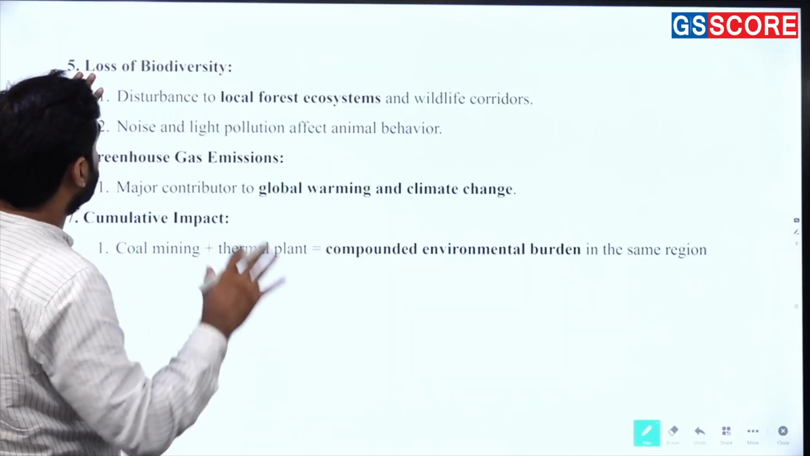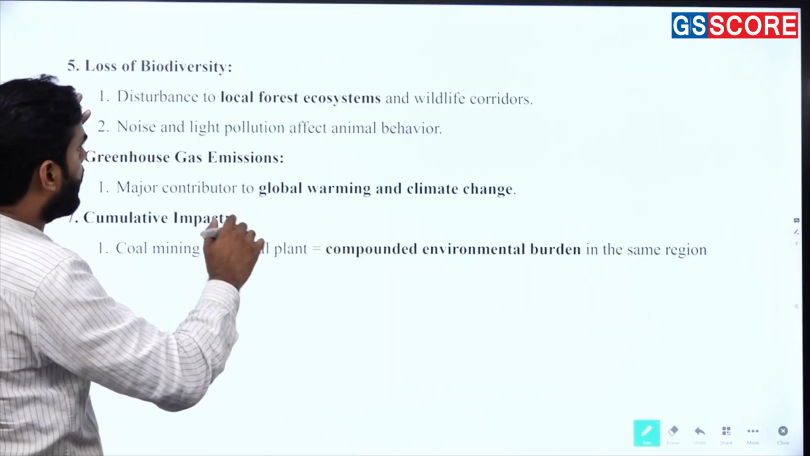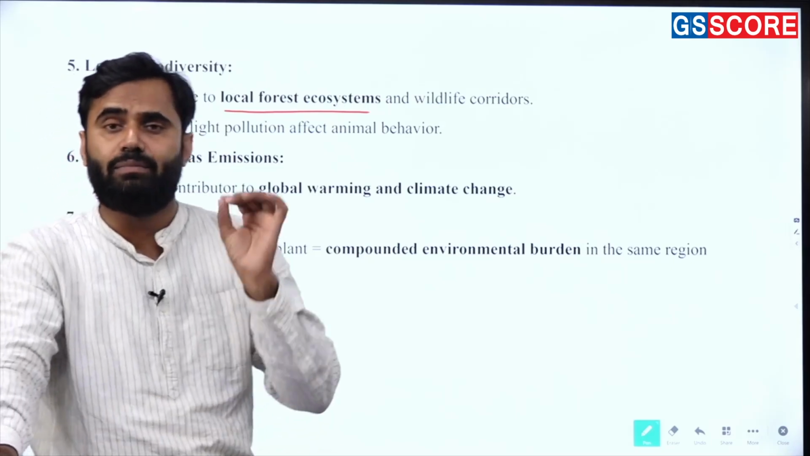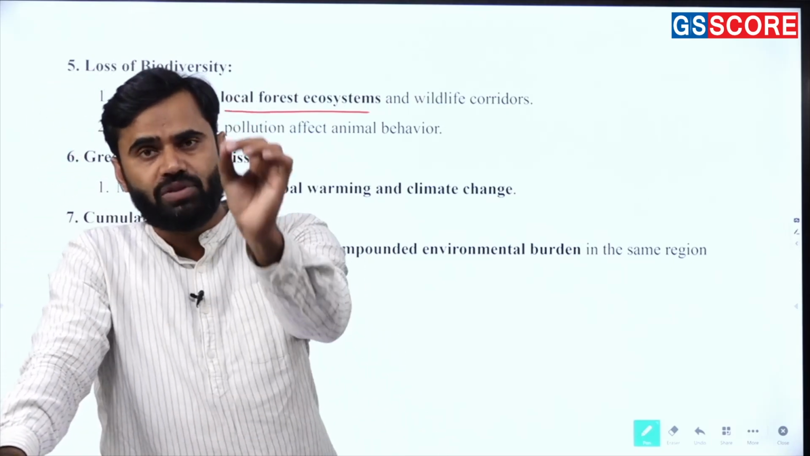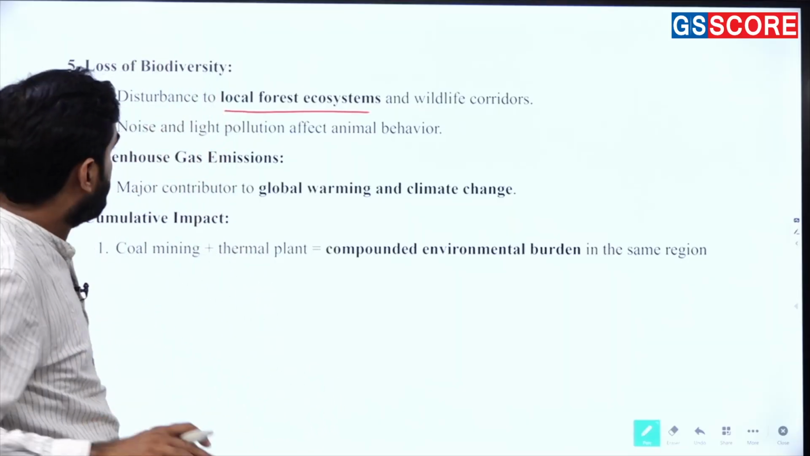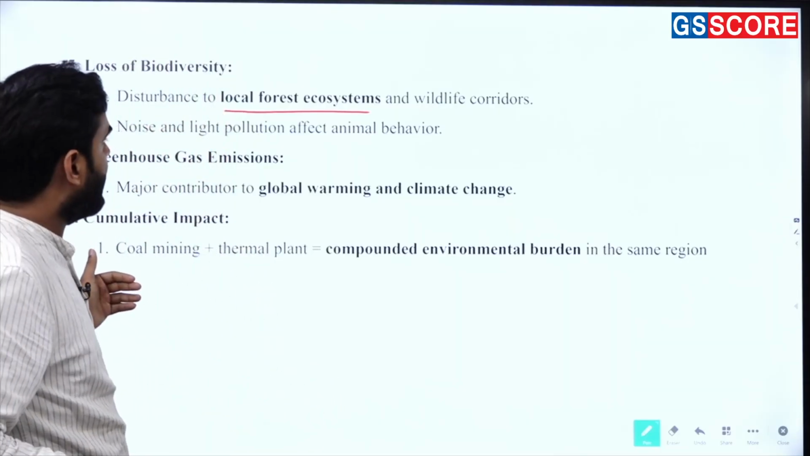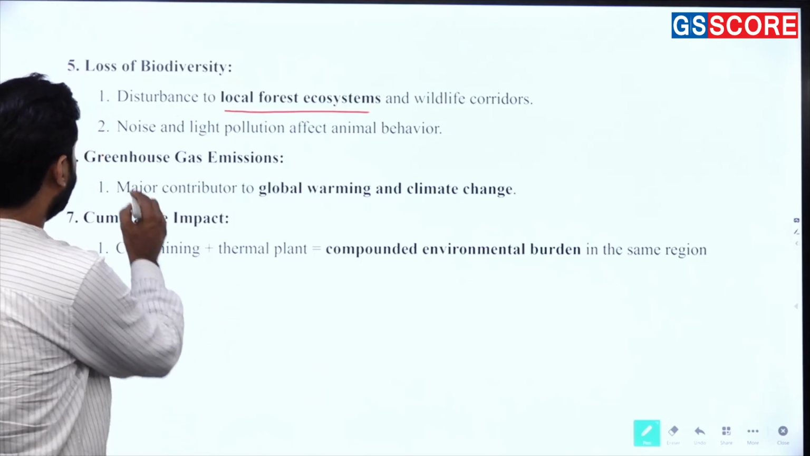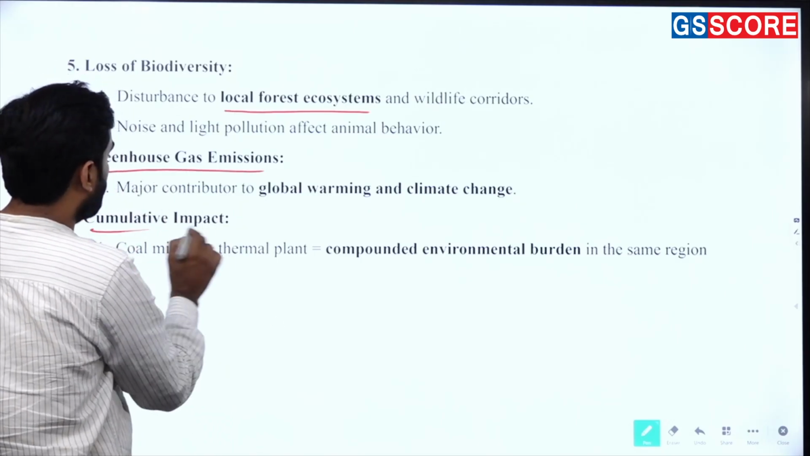So I discussed loss of biodiversity. There is no doubt: local forest ecosystems, wildlife corridors. Recently, a number of areas have been in the news, like the Hasdev forest area in Chhattisgarh. This is the perfect example. मेरे हिसाब से क्वेश्चन currently बन सकता है because it has depth and basic reasons. Next one, greenhouse gas emissions and cumulative impact.